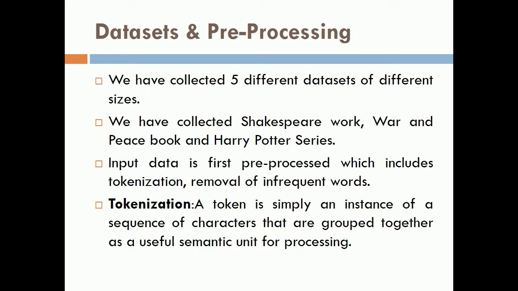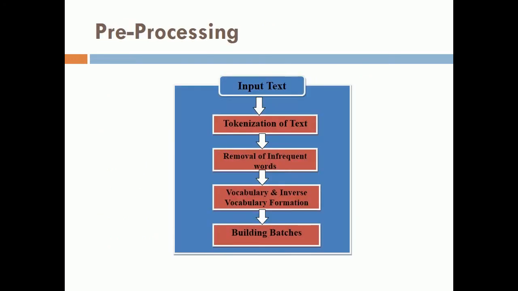Tokenization. A token is simply an instance of a sequence of characters that are grouped together as a useful semantic unit for processing. Pre-processing. First tokenization of text is done. Then removal of infrequent words. Then vocabulary and inverse vocabulary formation. Then batches are built.